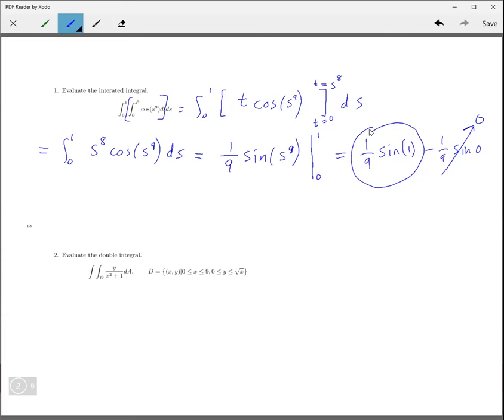Yeah, it is the answer. Okay, so number 2, we're supposed to evaluate this integral. And here they've written it as what they call a type 2 integral.